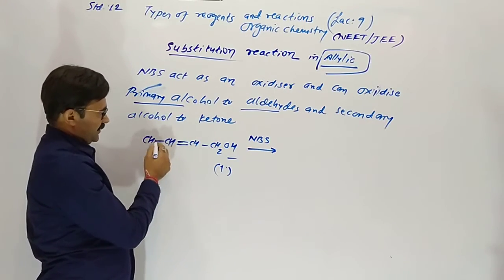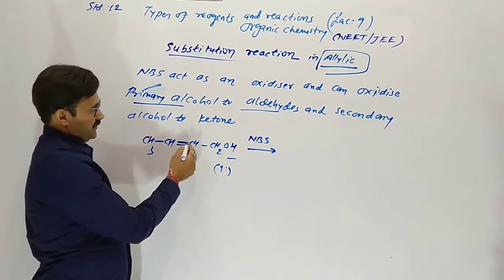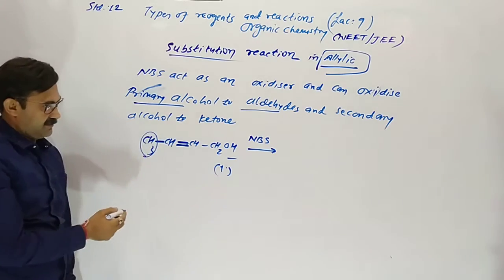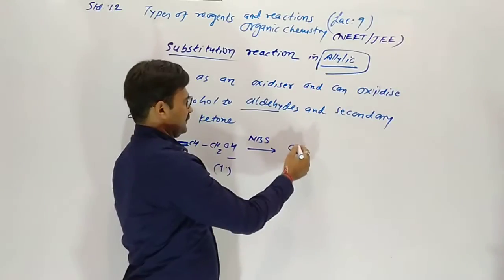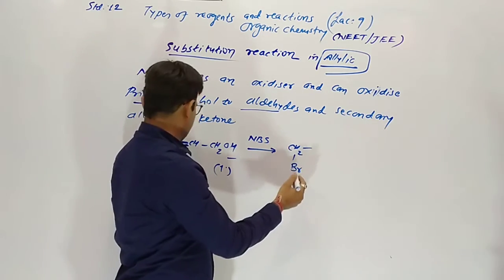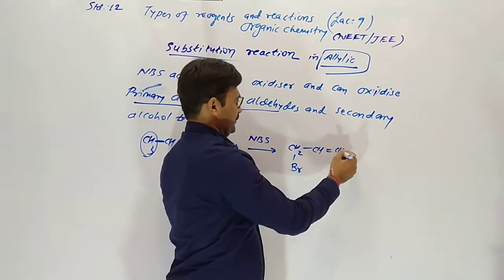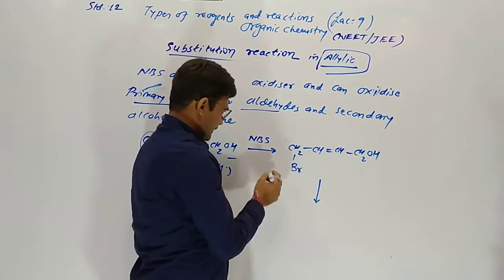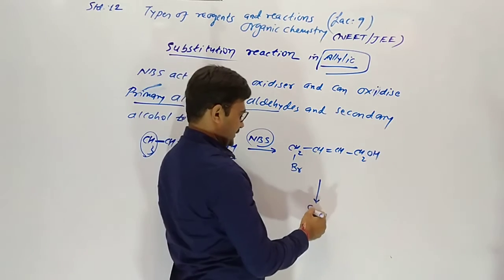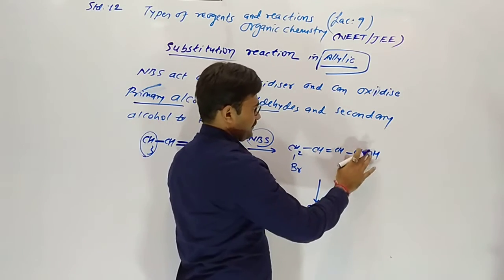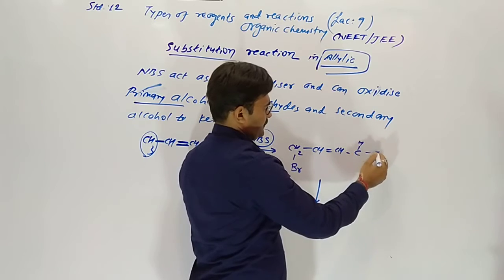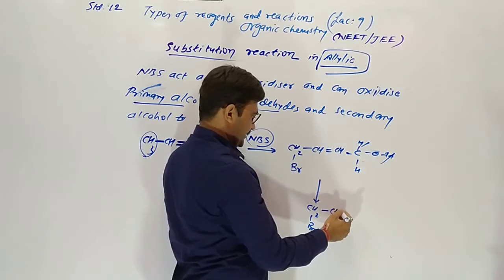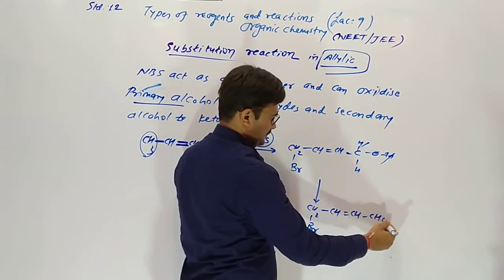Here is a double bond, then after it a single bond. Here hydrogen will be replaced by bromine. So CH2Br, CH double bond CH, then CH2OH. Yes, this is an oxidizer, so it oxidizes. Two hydrogens will be released and it is converted into aldehyde, CHO.